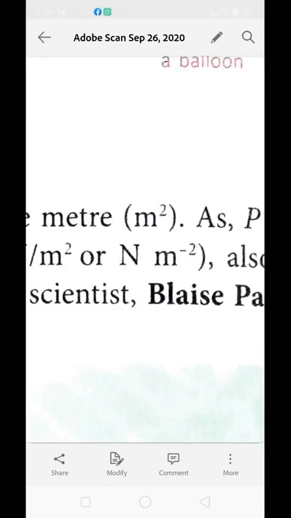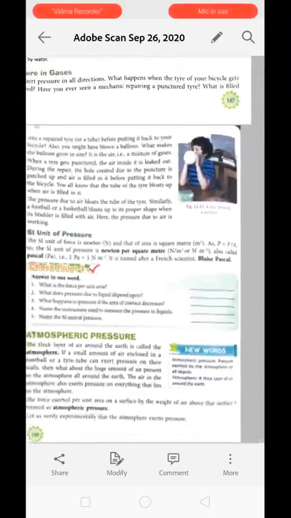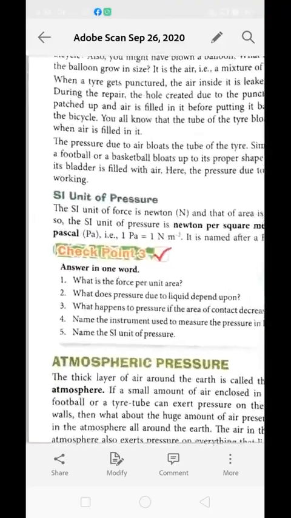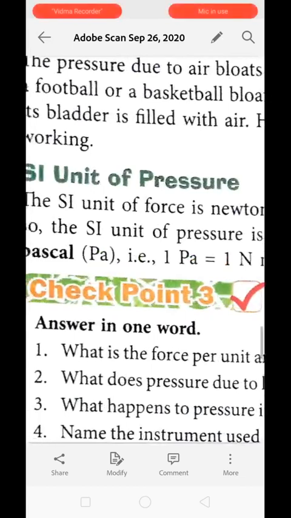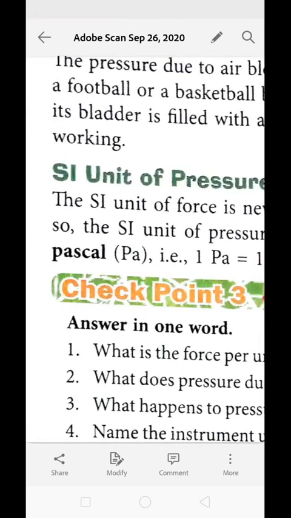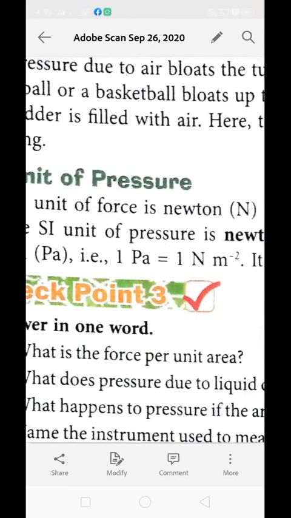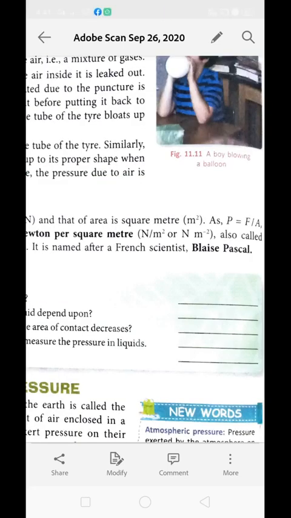This is called Pascal. So the SI unit of pressure is Pascal, which is represented as Pa. 1 Pascal is equal to 1 Newton per meter square. It is named after a French scientist called Blaise Pascal. We are honoring him by naming the SI unit Pascal. Clear? Now the SI unit, Pascal, is clear.